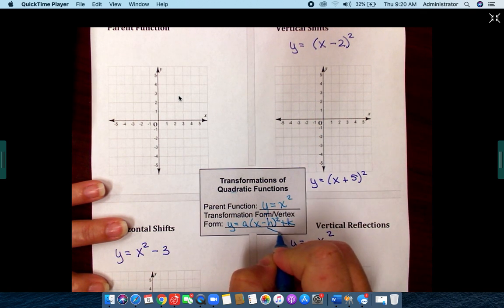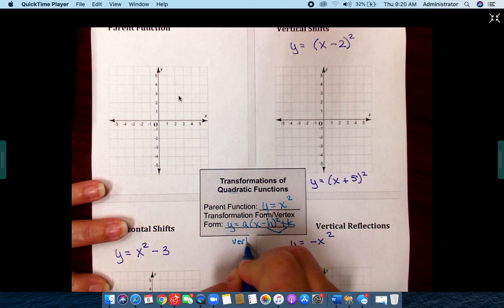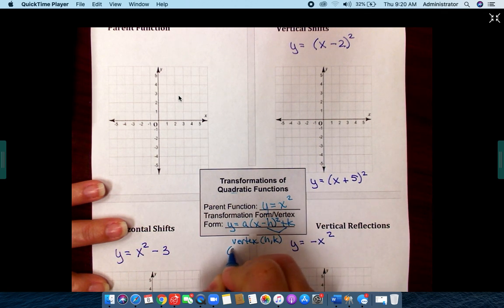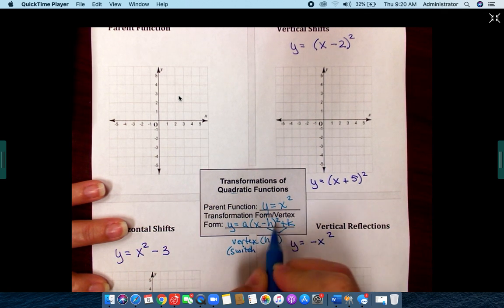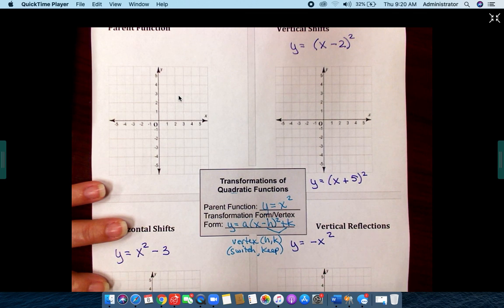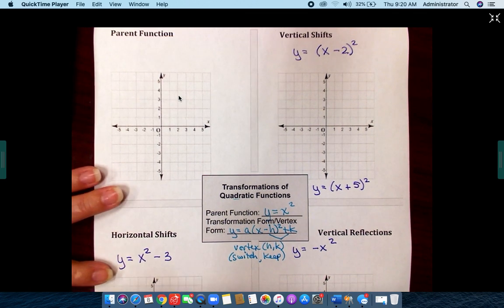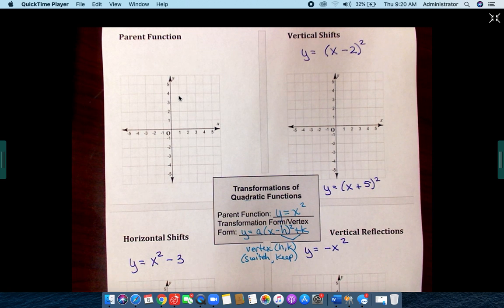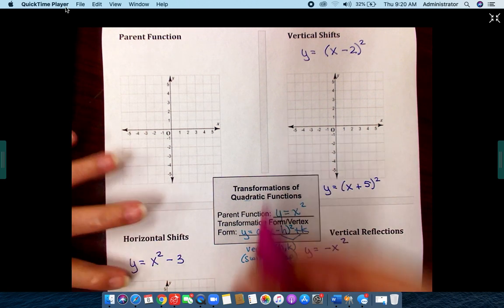We already know that our vertex is (h, k), so I'm just going to put a little reminder here that our vertex is (h, k), and that we have to remember to switch the sign of what we see in here. So if we see minus 5, we would write down a positive 5. So remember, switch, keep, just like we did when identifying the vertex in vertex form. So this is the form we're going to use, but of course, for our parent function, we need to know the graph of the most basic parent function.